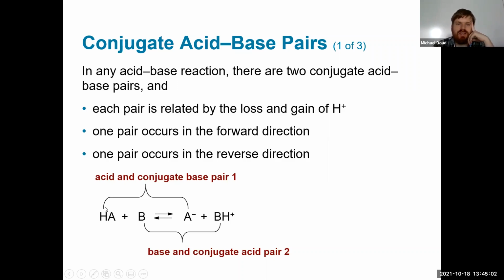So that gives us what we call acid-base pairs. HA and A- form one conjugate acid-base pair, where HA is the acid in the forward direction, and A- is its conjugate base in the reverse reaction. B is the base in the forward reaction, and then BH+ is the acid in the reverse reaction.